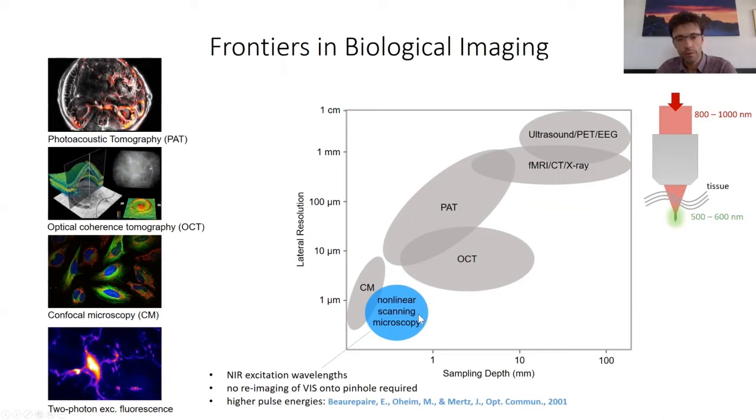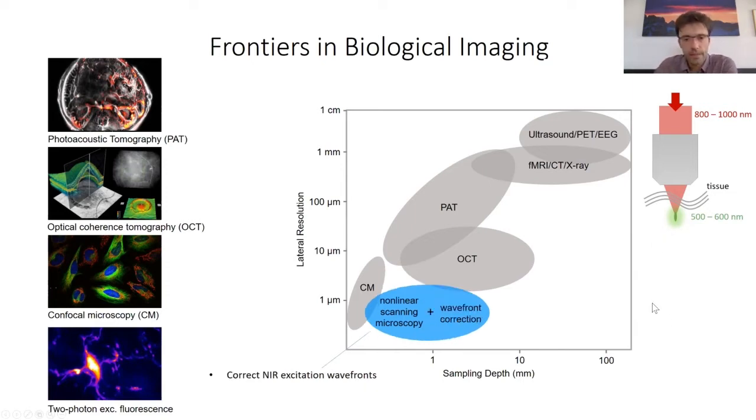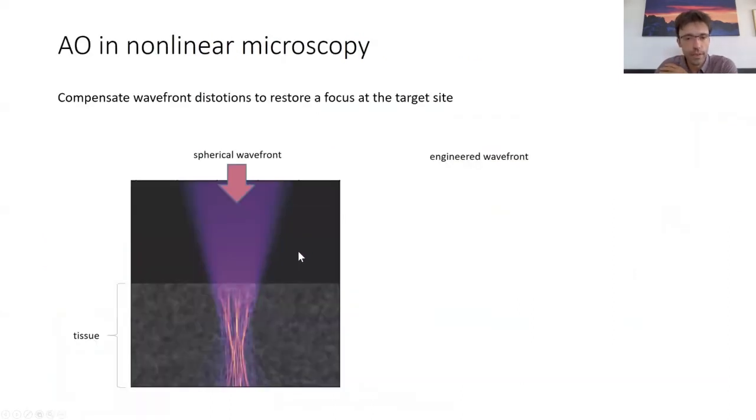This is partly filled by nonlinear scanning microscopy because it uses nonlinear excitation wavelengths that scatter very little, and it uses nonlinear signal processing. This is a very powerful combination for deep tissue imaging. However, that technique can be pushed further into even deeper sample regions using adaptive optics techniques or wavefront correction. The conceptual idea is simply explained here.